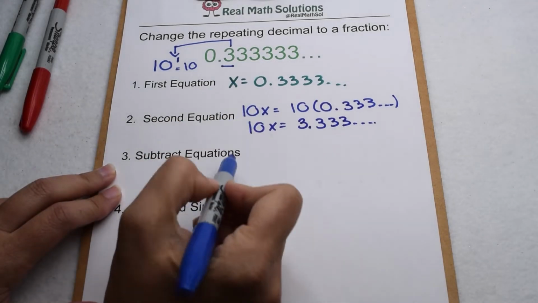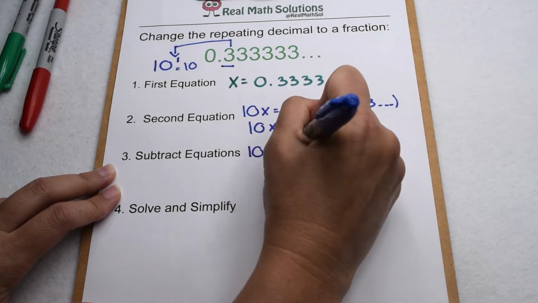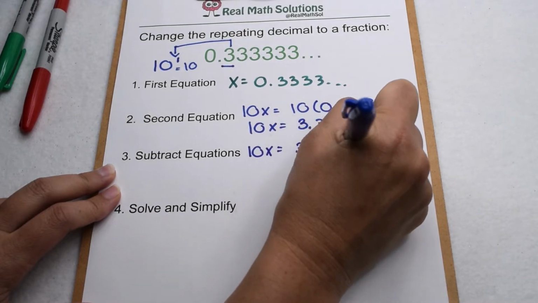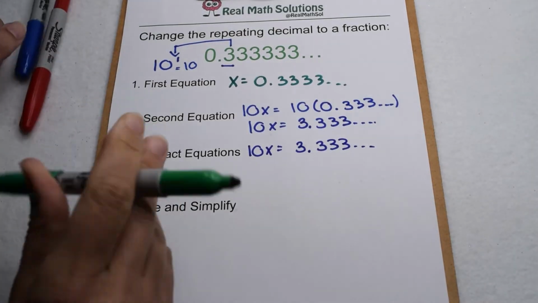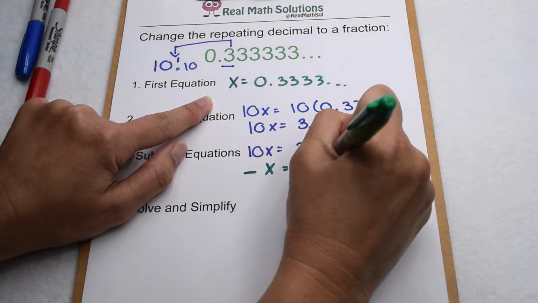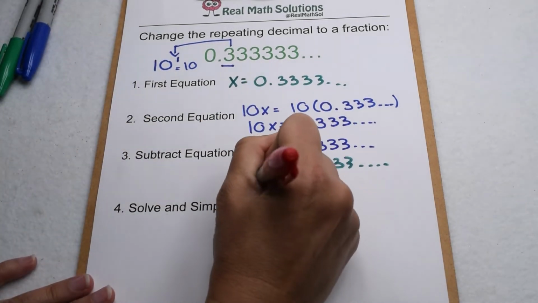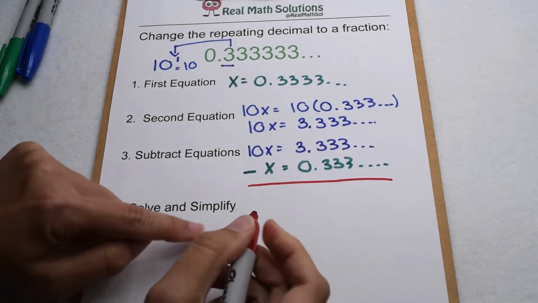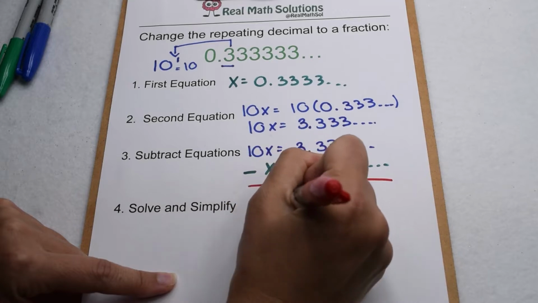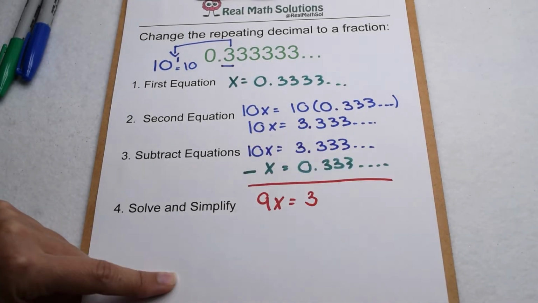Now that we have our two equations, we're going to subtract them. We're going to start with our larger equation, 10x equals 3.3 with the 3 repeating, and from that, we're going to subtract our initial equation, x equals 0.3 with the 3 repeating. When we subtract those, we're going to be left with 10x minus x, which is 9x, and 3.3 repeating minus 0.3 repeating is simply going to be 3.